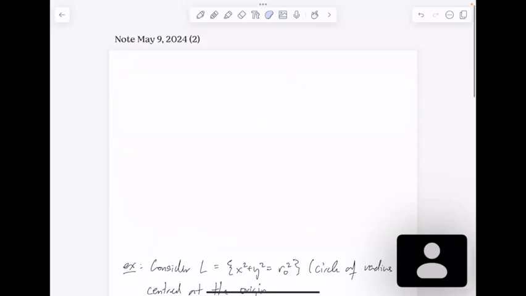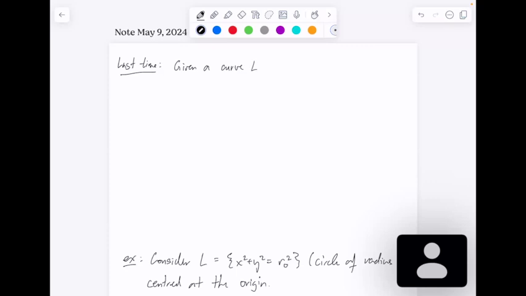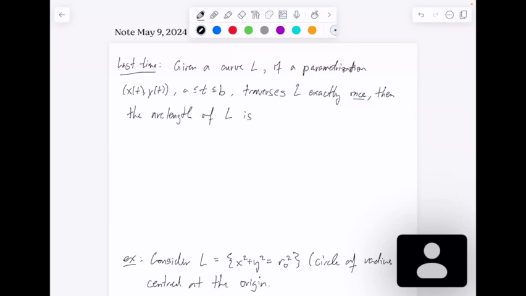Let me just remind you where we left off. Last time, given a curve L, if a parameterization x of t, y of t, for t between some parameter bounds a to b, traverses L exactly once, then the arc length of L is the following. You take your parameters and then you evaluate the integral of its speed.